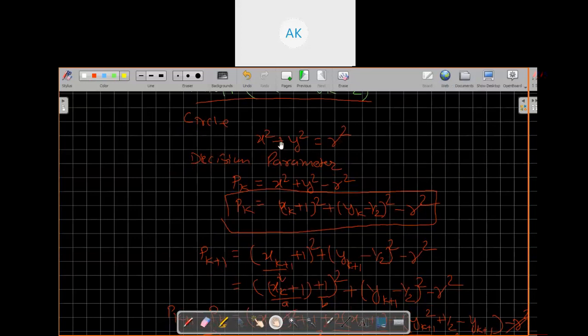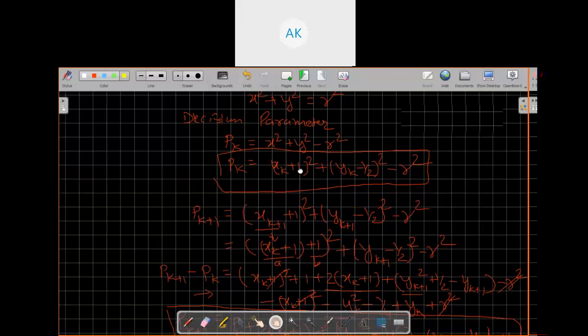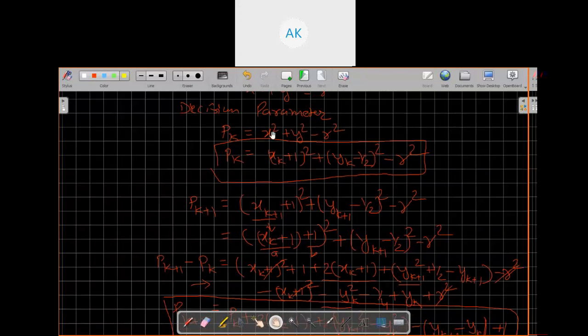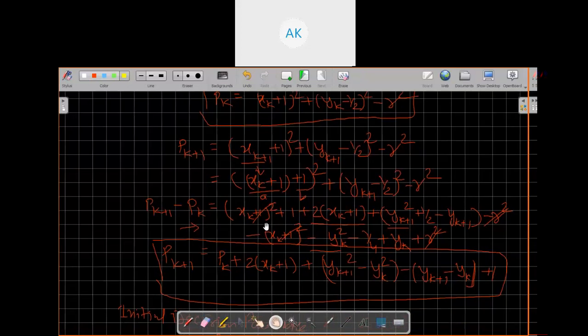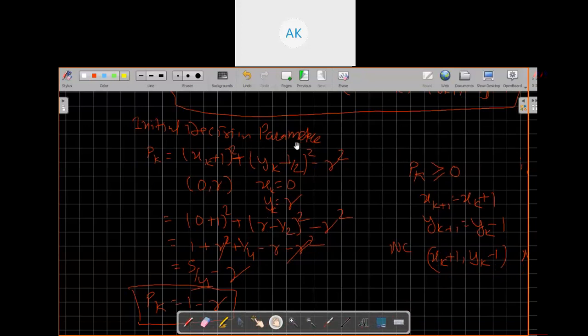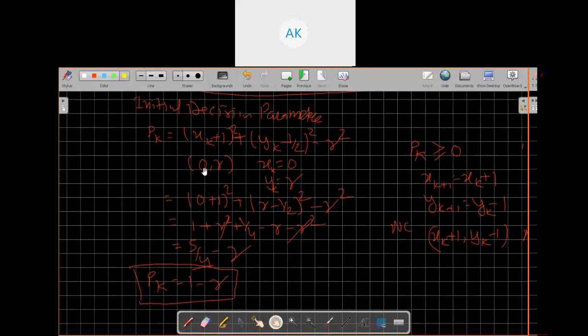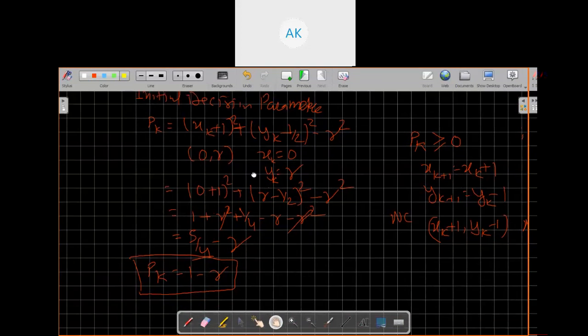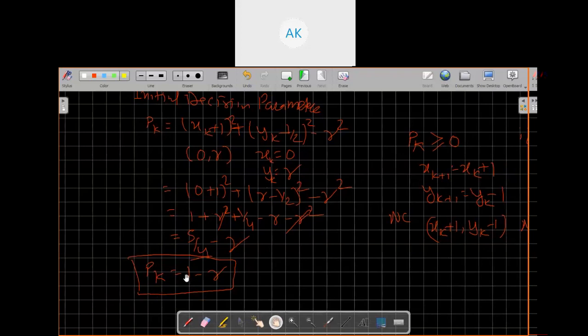As you know, the equation of a circle when your center is the origin is x square plus y square equals r square. The decision parameter pk equals x square plus y square minus r square, the definition of the circle. Put in this value of x and y and calculate. The next decision parameter you know how to calculate. To find the initial decision parameter, put in the first point, which is 0, r, and calculate; your initial decision parameter is 1 minus r.